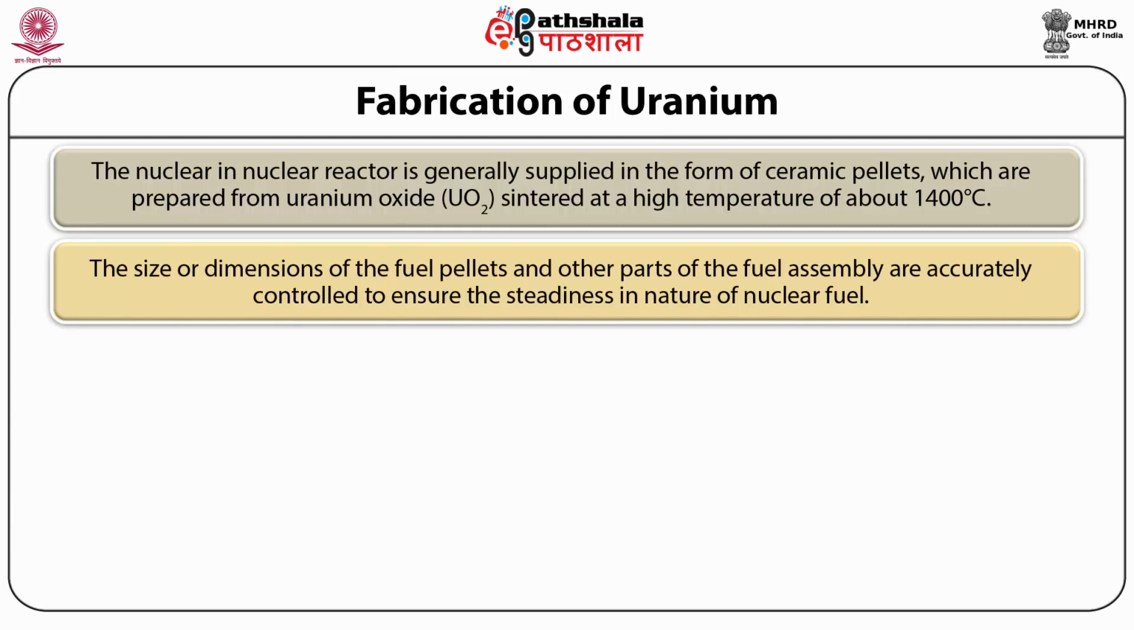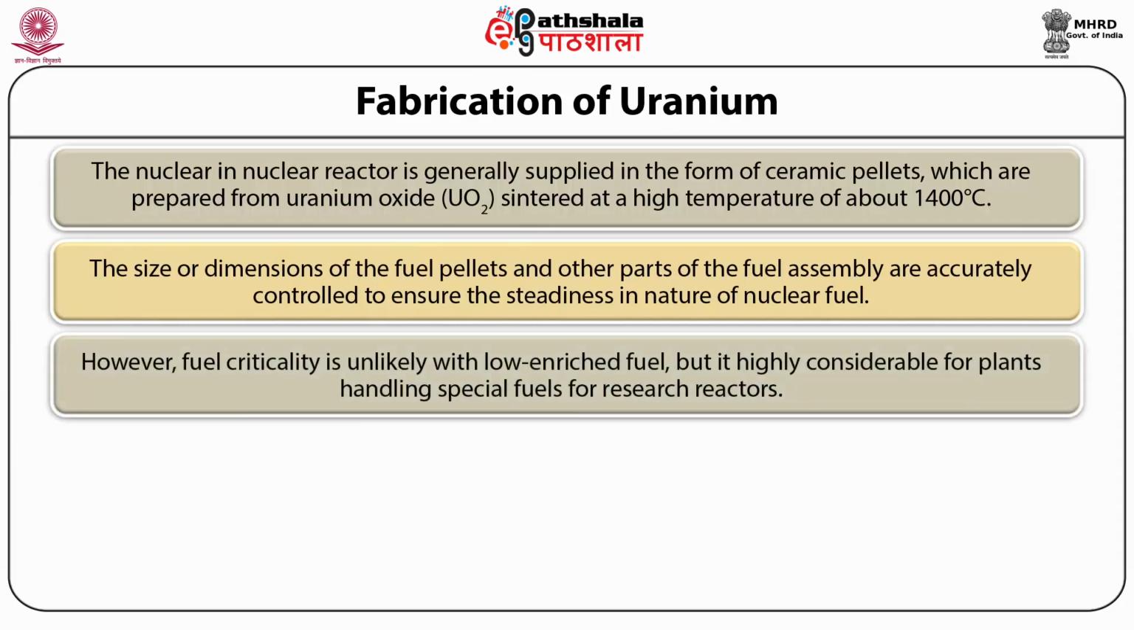The size and the shape of processing vessels are chosen very precisely with great care to avoid criticality, a limited chain reaction releasing radiation. However, criticality is unlikely with low enriched fuel, but it is highly considerable for plants handling special fuels for research reactors. Some 27 tons of fresh enriched fuel is required each year by a 1000 megawatt reactor.